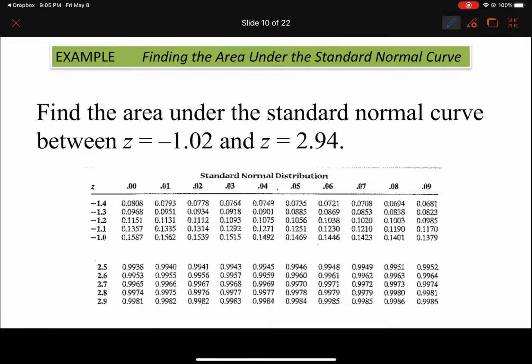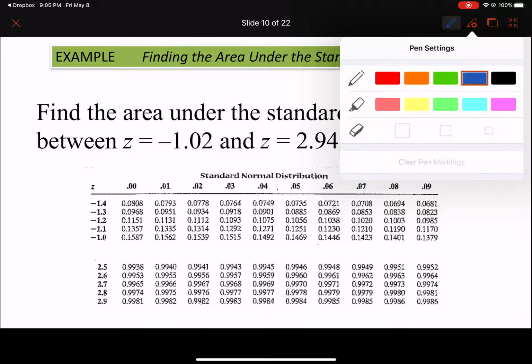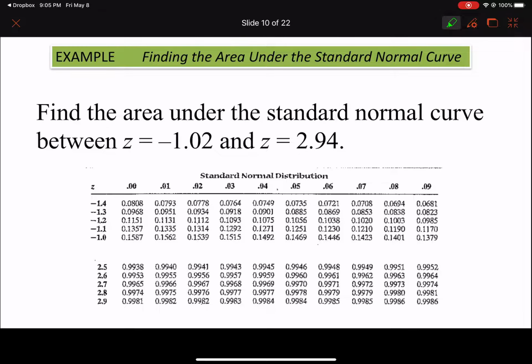So let's take a look. So I'm going to start with my 2.94. So here's 2.9 and go over to the column that has 0.04 because that's my hundredths place. And I get 0.9984.